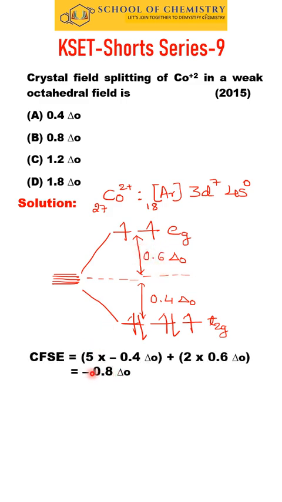So CFSE will be equal to, as I said, 5 electrons minus, because they are losing 0.4 delta O energy, so therefore it is minus. And similarly these 2 electrons are gaining, so it will be 2 into 0.6 delta O. If we simplify, 5 into 0.4 happens to be 2 delta O, with a minus sign, and here it is 1.2 delta O plus, so effectively it will be minus 0.8 delta O. Unfortunately, in none of the options have they given the minus sign, but in correct terms it should have been minus 0.8 delta O. So the correct answer for this question will be option B.